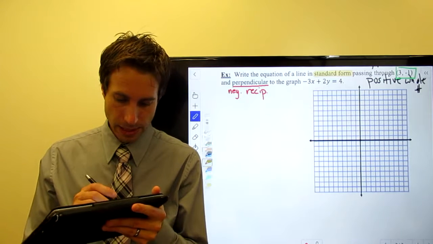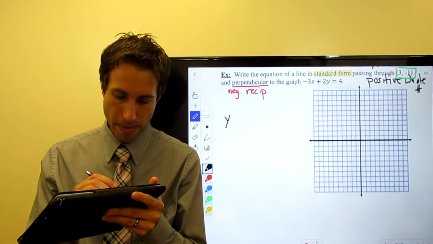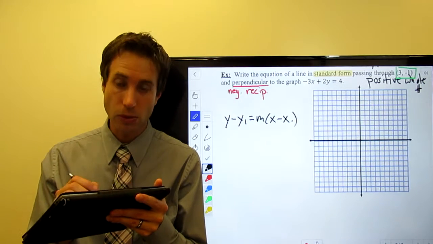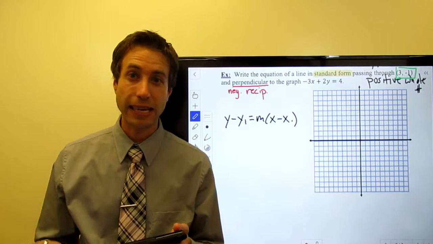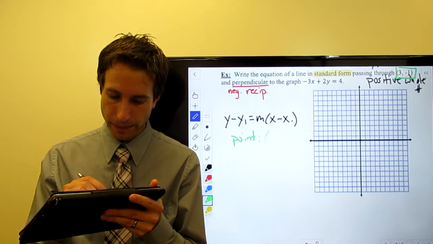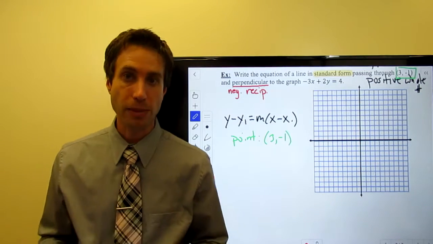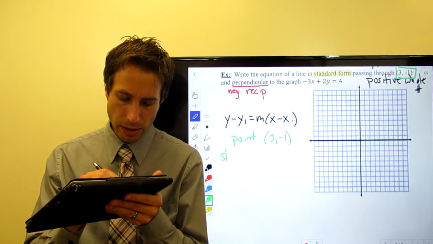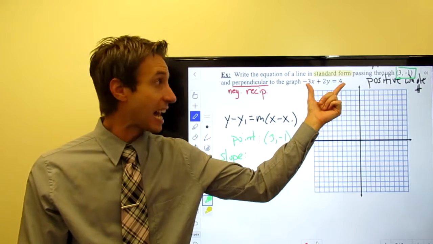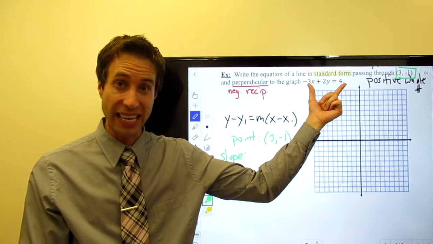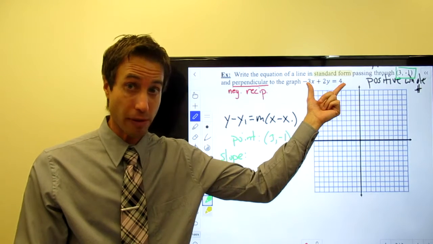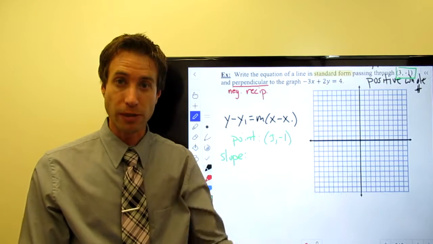Okay. I need to write a line. So y minus y1 is equal to m times x minus x1. In order to write the equation of a line, I need a point. Fortunately, I was given a point, (3, -1). That's my point. But I also need a slope. Now, in order to get the slope, I got to get the slope from this guy, right? It's got to come from here. This is my other line. So I need to know what the slope of this line is, so I can take the negative reciprocal of it. But it's not in slope-intercept form.